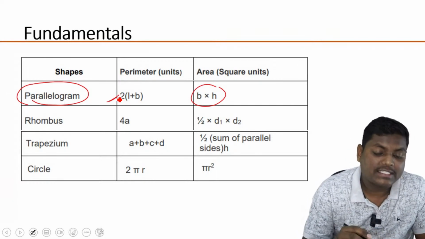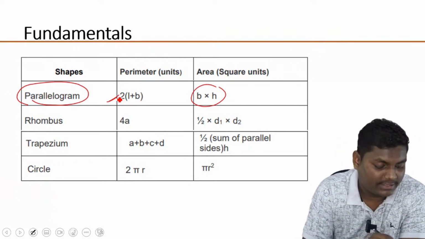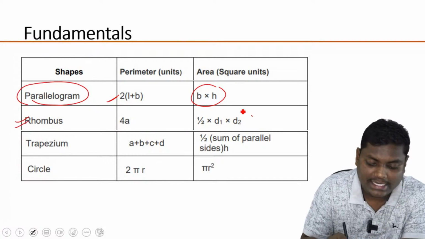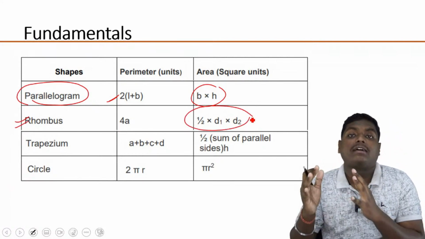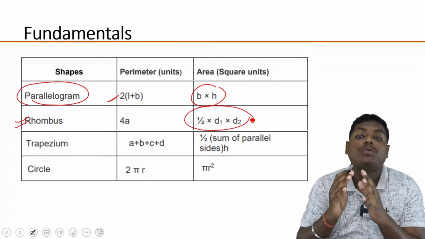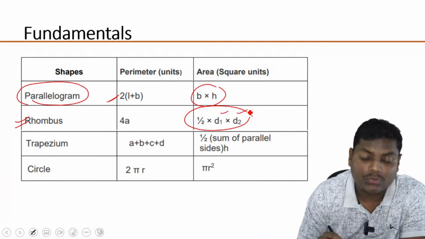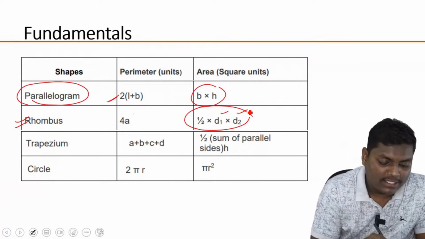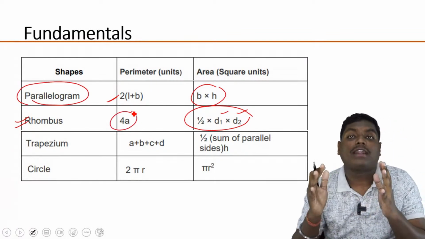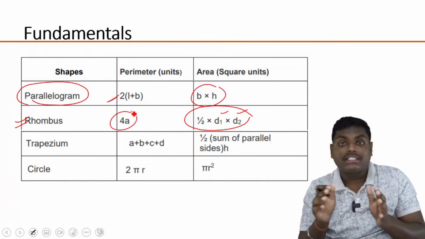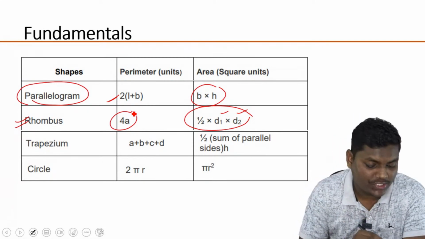Moving to other formulas, for a parallelogram, the area is given by base into height, and the perimeter is given by 2 times (length plus breadth). Similarly, for a rhombus, the area in terms of diagonals is half into the product of the diagonals, where D1 and D2 are the lengths of the diagonals. Perimeter is given by 4a. As we know, for a rhombus, all the sides are equal and opposite sides are parallel to each other.